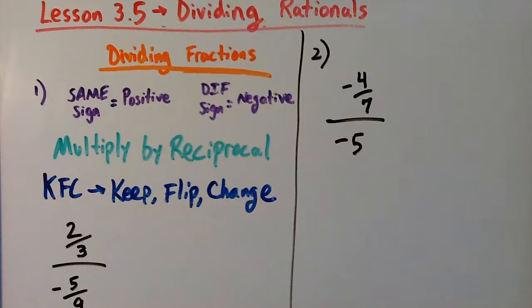Lesson 3.5, Dividing Rational Numbers. First, we'll talk about dividing fractions. Remember, we're going to use our multiply-divide rule. So if we're dividing numbers with the same sign, the answer is positive, or if we're dividing numbers with different signs, our answer is negative.